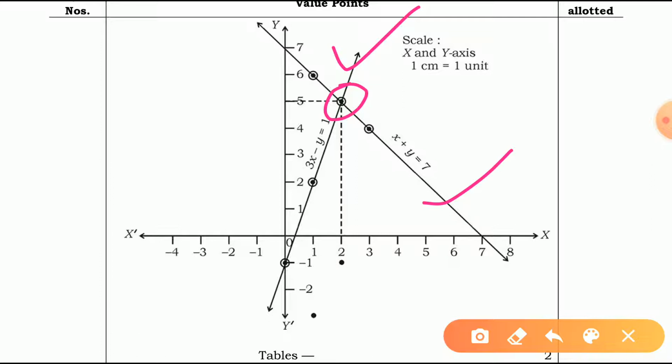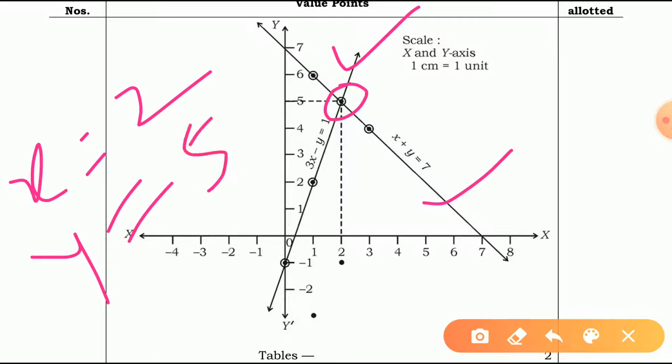This is the procedure for plotting the graph and using this graph to find the values of x and y. X is equal to 2, y is equal to 5.